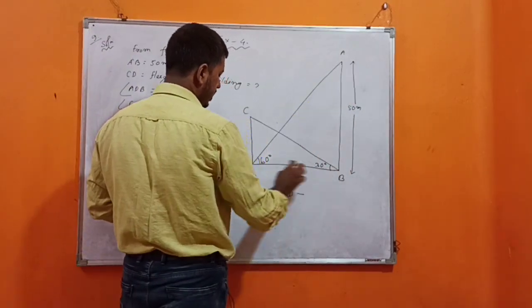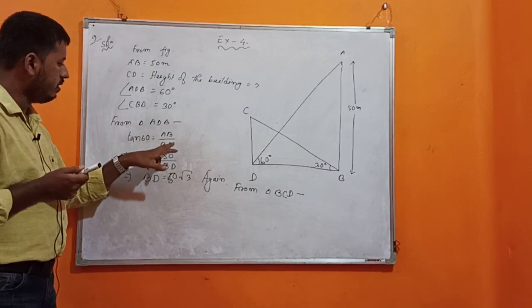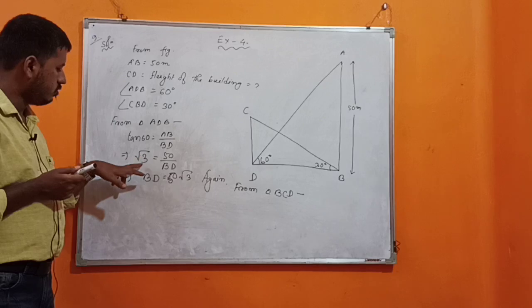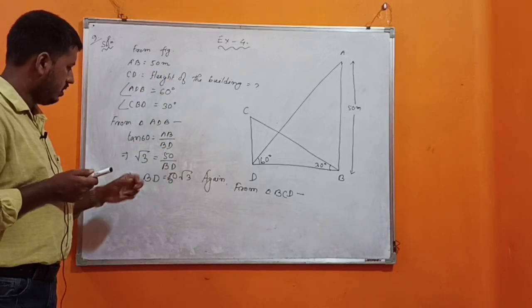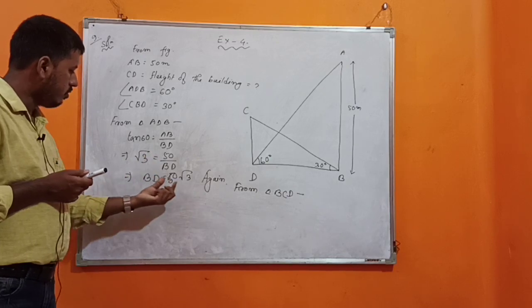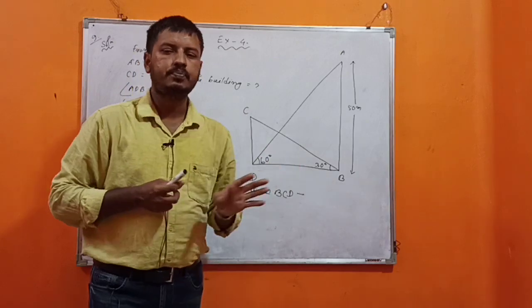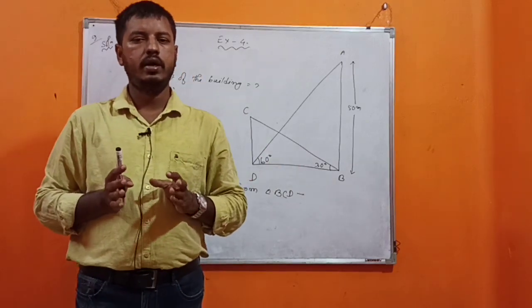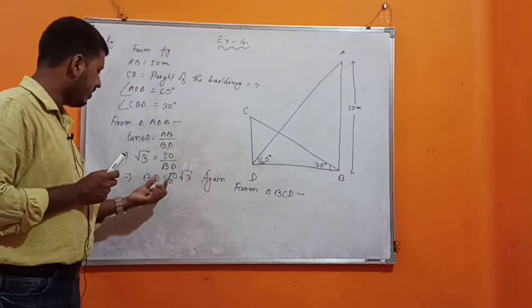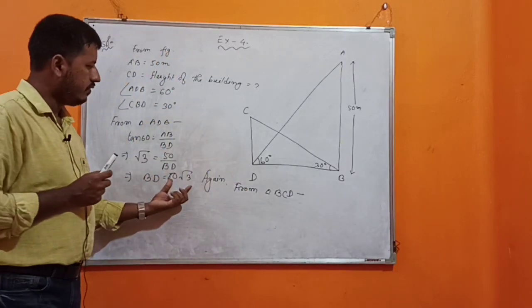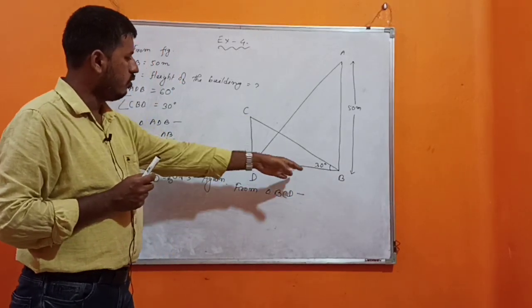From triangle ABD, we have written tan 60 equal to AB by BD, and tan 60 is root 3, AB is 50, given in the question, by BD. So through cross multiplication we have got BD equal to 50 by root 3. Okay. So to find CD, we have to consider triangle BCD, and the value of BD that we have got from our first triangle we will consider while we consider the triangle BCD.